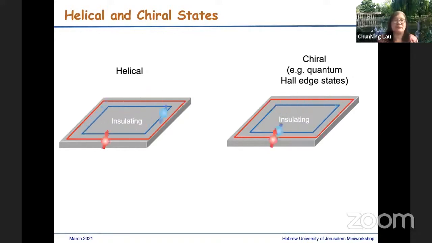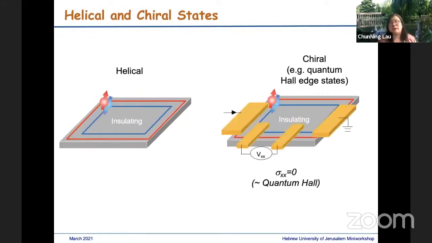For helical, as I mentioned, it's basically spin up and spin down, so spin polarized carriers counter-propagate. In chiral, for example in the standard quantum Hall edge states, both basically move in one direction, so both move counterclockwise or both move clockwise. If you put the standard lead, like a four-probe measurement, you pass current and measure voltage probe on one of the edges, this quantum Hall edge state will give you basically a zero resistance or zero conductance, because of the ballistic transport and the bulk is insulating.